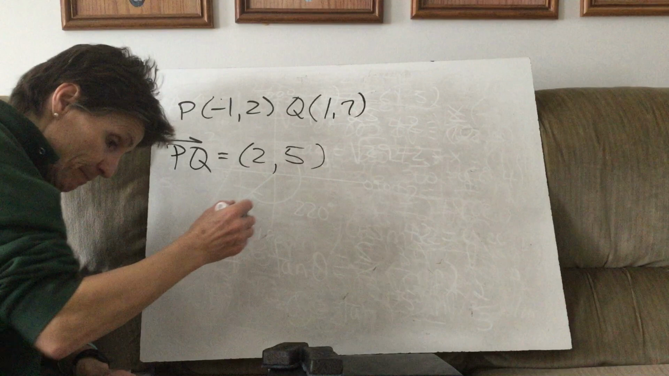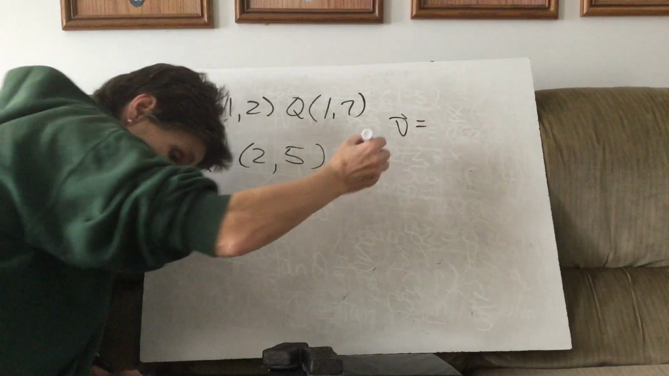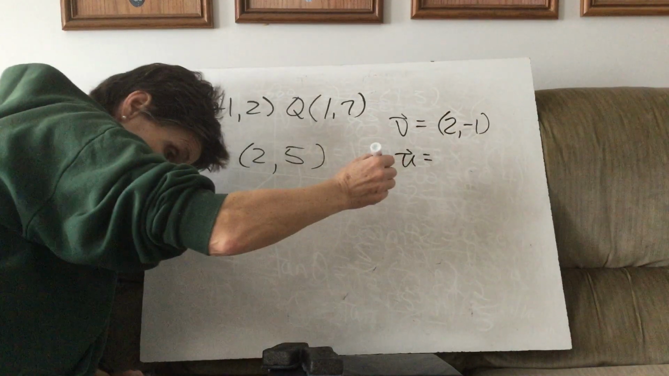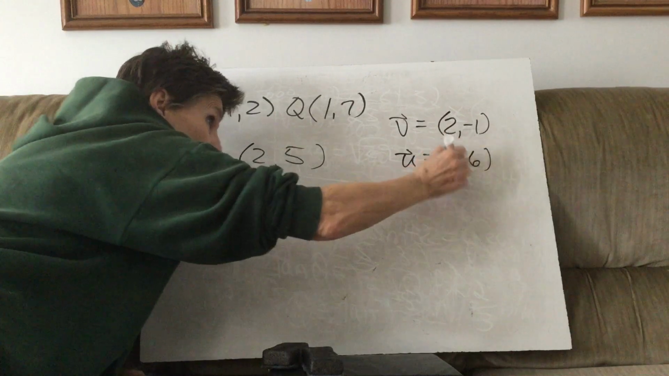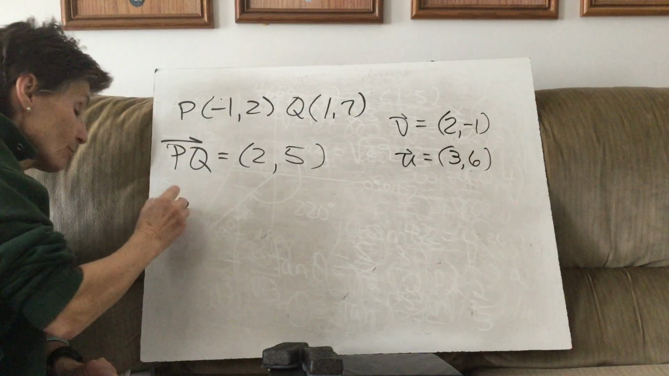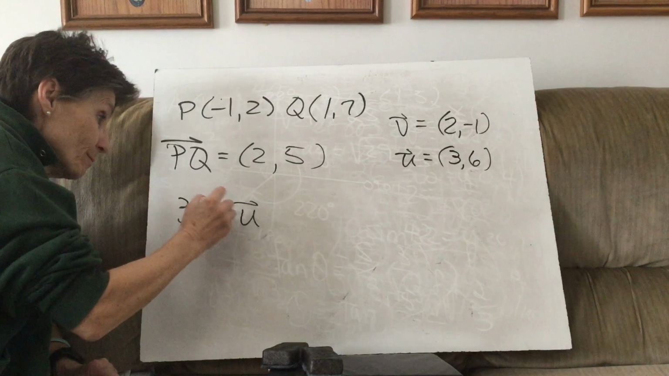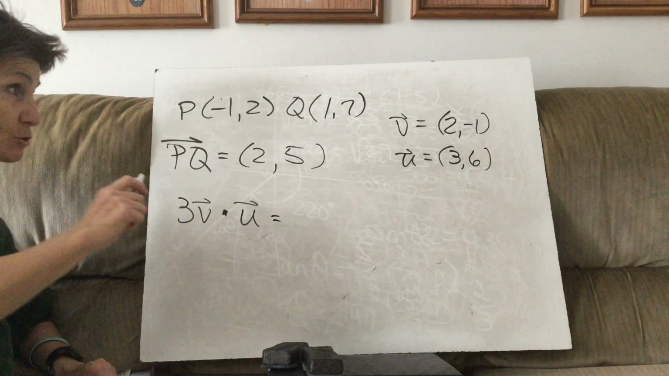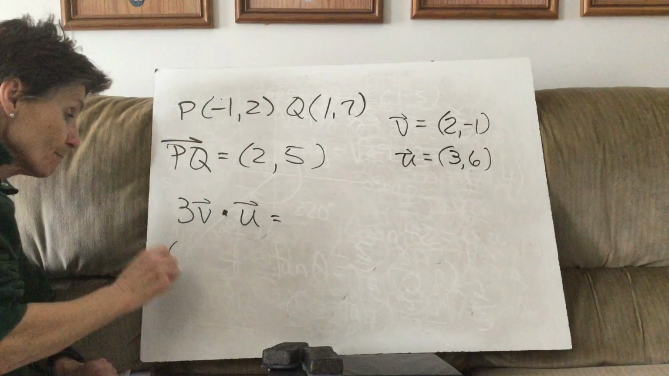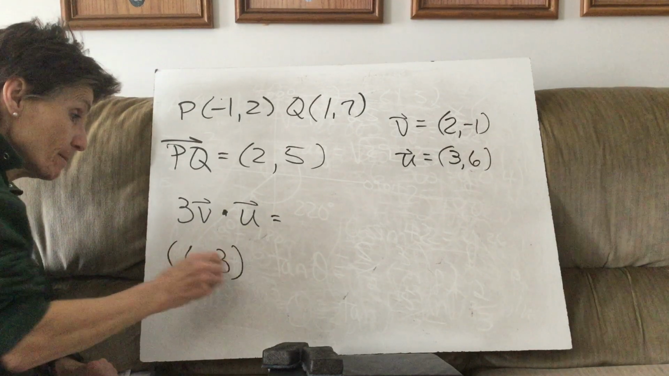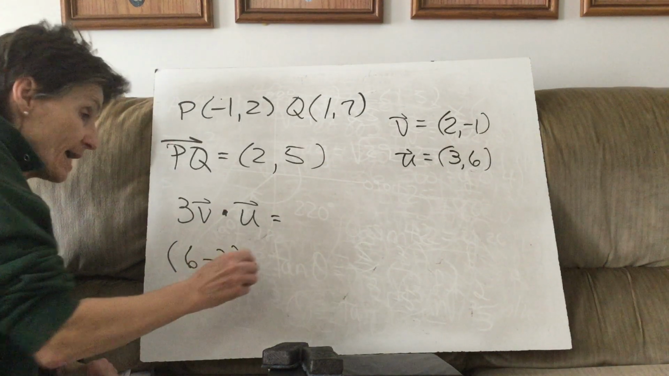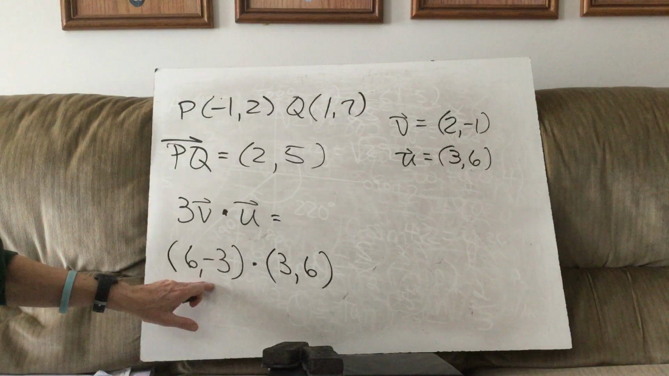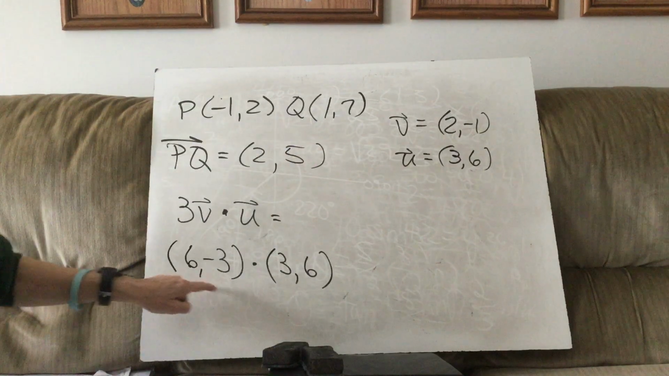Now, they tell me that V is 2, -1, and U is 3, 6. And I am to find 3V dot U. Okay, we haven't done this yet today. All right, well, first of all, 3V. 3V is going to be 6, -3. And we're going to dot that with 3, 6, U. So here's 3V, 3 times V, and U.